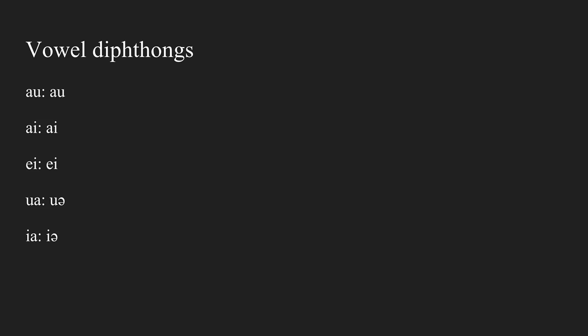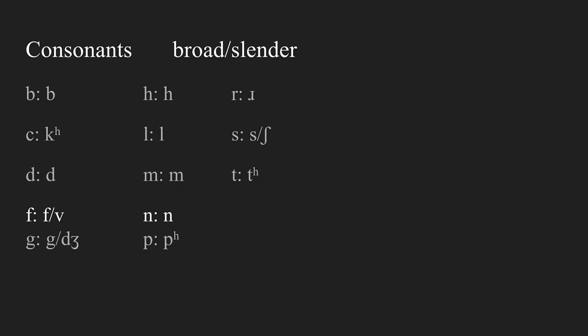So, next we have the consonants. It's shown as the romanized consonant, and then the IPA sound it makes. When it comes to the IPA sounds, if there are two sounds, the first one will be broad, the second one will be slender. What that means is, if the vowel after the consonant is a broad vowel, it makes the first sound. If the vowel after the consonant is slender, it makes the second sound.